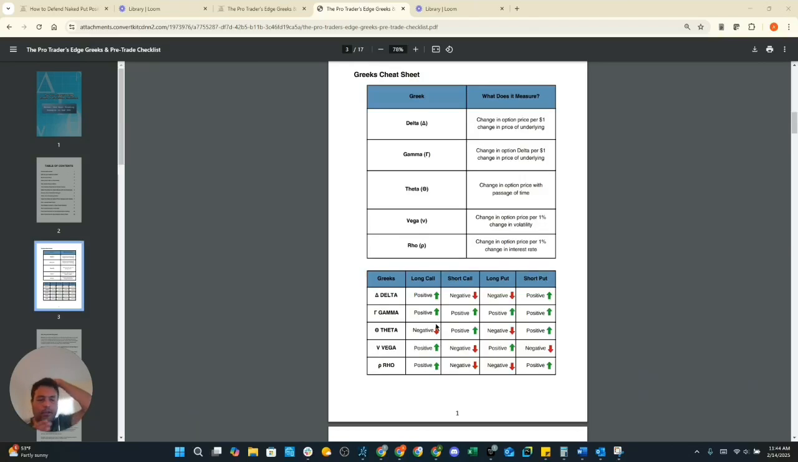Don't worry about rho. I don't even look at it. It's just there because it covers the 5 Greeks in this space. But those are the three main things: delta, theta, and vega. Don't even look at gamma.